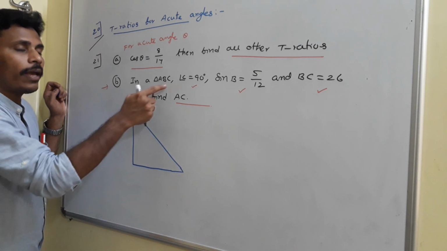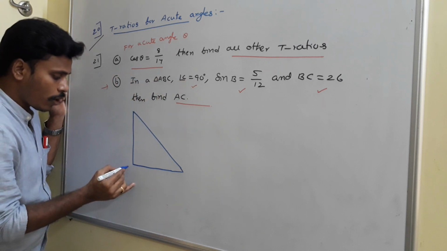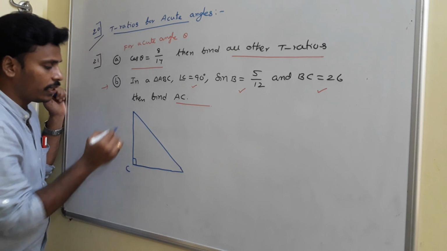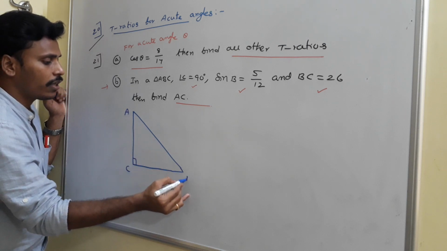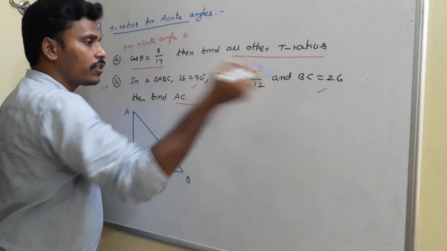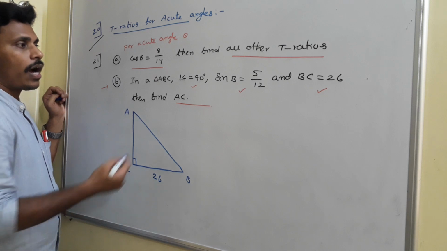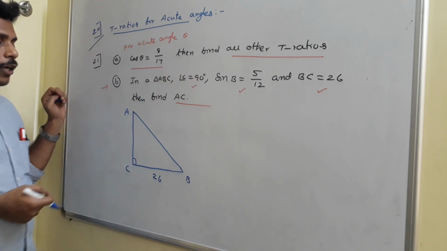We need to name the triangle as ABC such that angle C is 90 degrees. So exactly this vertex is 90 degrees. So that is C and this is AB. Now look, they mentioned that BC is equal to 26. So this BC is given as 26, and sine B is given as 5 by 12.